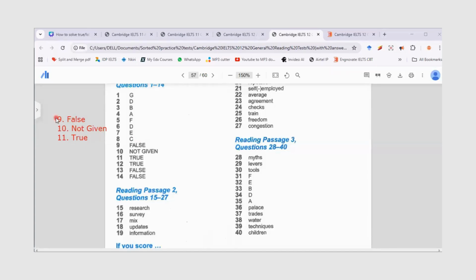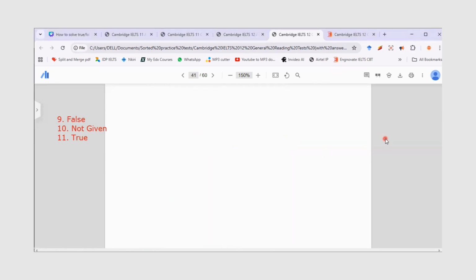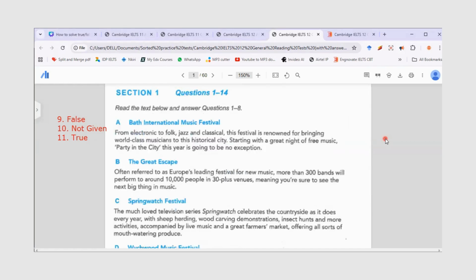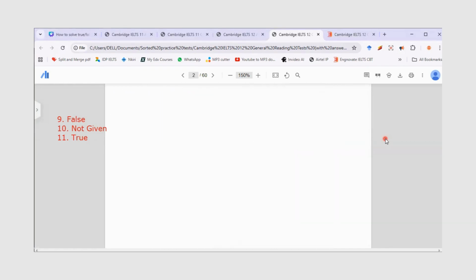So these are the answers. Number 9, false. Number 10, not given. Number 11, true. Can you see that? Very straightforward. You see the way I use the formula. Let me show you how I use the formula again. It's very easy. This formula is very easy to master when it comes to IELTS General.